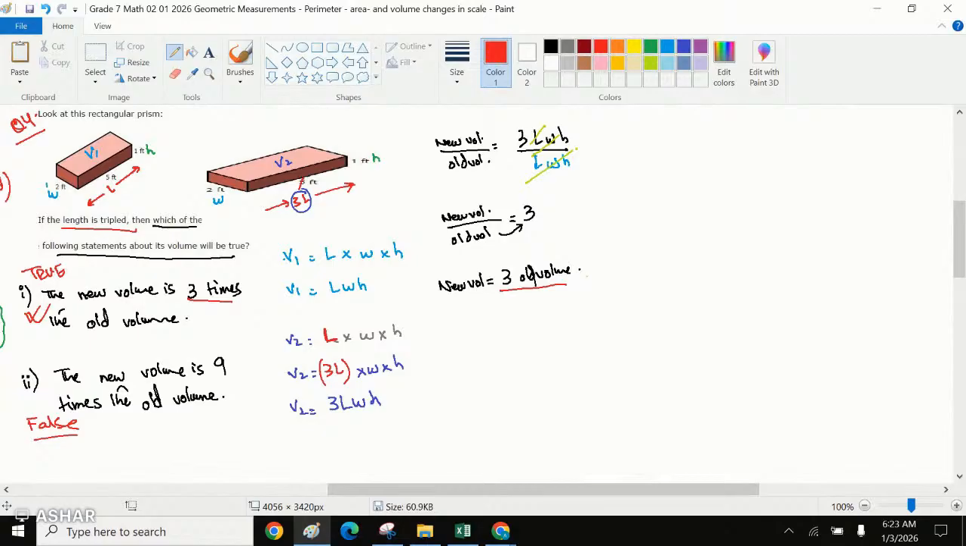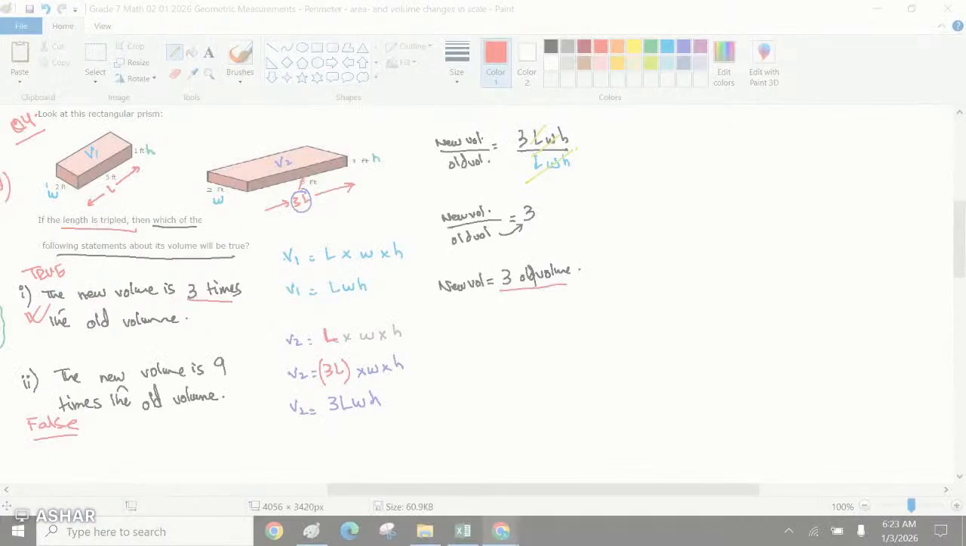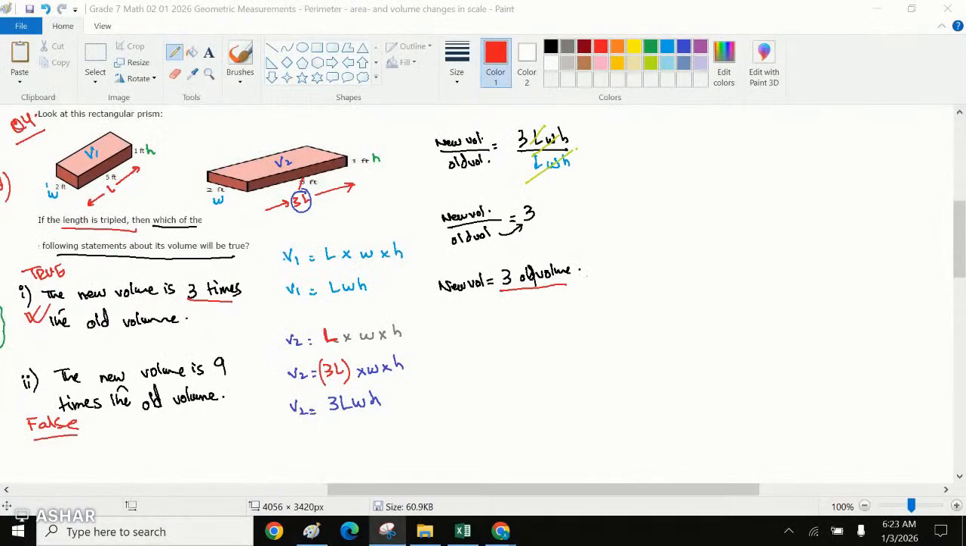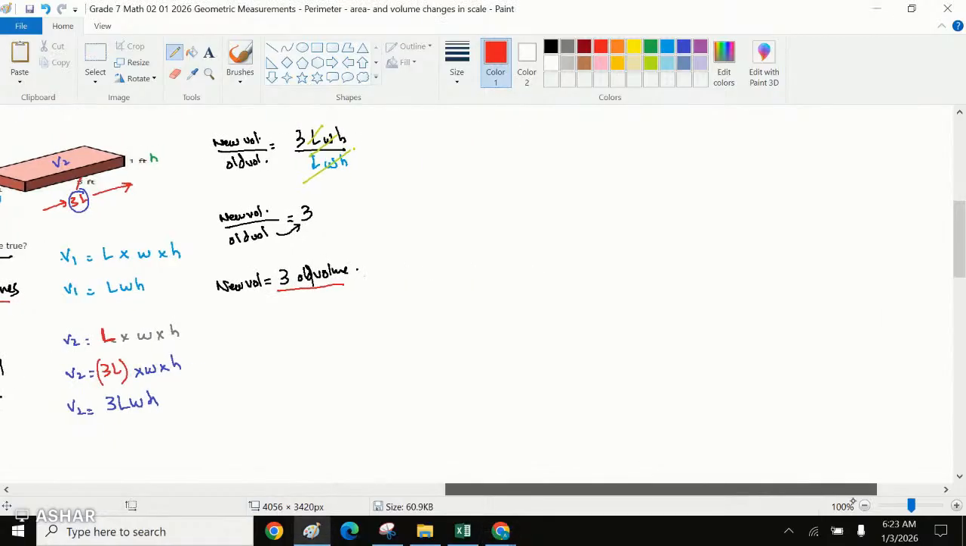Let's look at the next question. Moving on further to the next question. It's again 2-dimensional, and in 2-dimensional, it would always be about the area. 3-dimensional is volume, 2-dimensional is area.